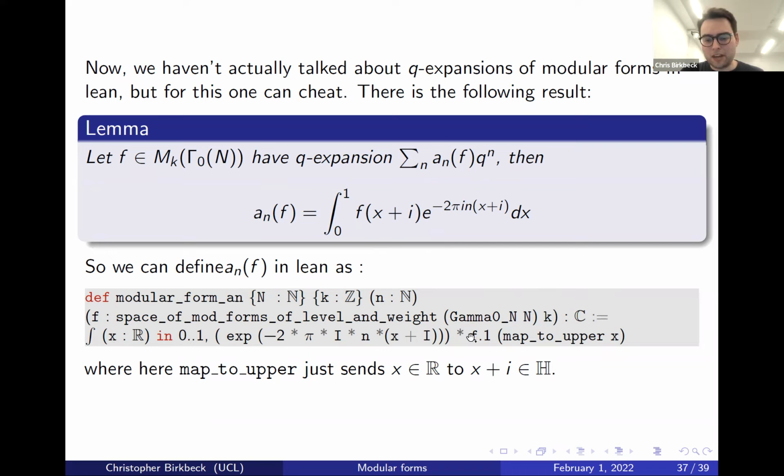Here, this f dot 1 means that I've taken my modular form and made it think of itself just as a function, and the map to upper is just a function that takes a real number and adds i to it, so that it becomes an element of the upper half space. The upper half space is defined as a type, so it needs to be a complex number together with a proof that its imaginary part is greater than 0. So you actually need to prove that: you've got to give it x plus i and prove that x plus i has imaginary part greater than 0. So this is just technical nonsense, but this gives you the Fourier coefficient for a modular form.